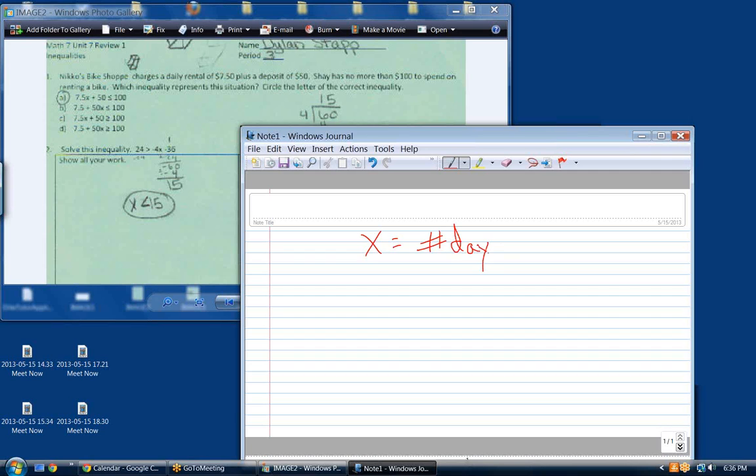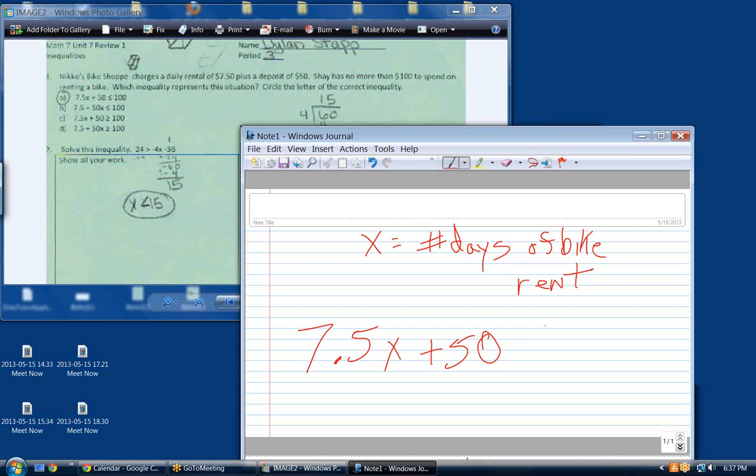Oh, okay. Renting a bike. She pays a flat deposit of $50 plus $7.50 per day, so it's very important to know what X is. If you're going to pay $7.50 per day and X is the number of days, then it's 7.50 times the number of days, plus the $50 deposit.